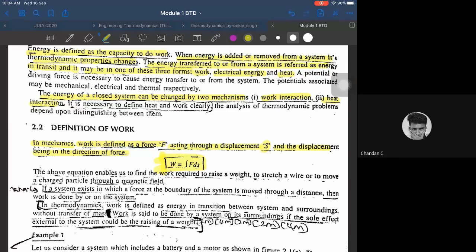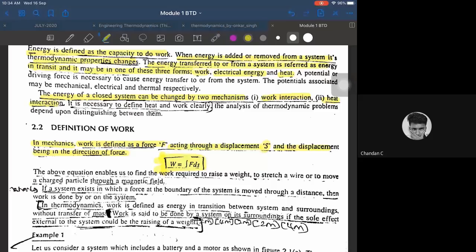Hope now it is clear, because the microphone of my headphone was far away from my mouth, so the audio might have been low. Now it is clear, I guess. Done. Okay.